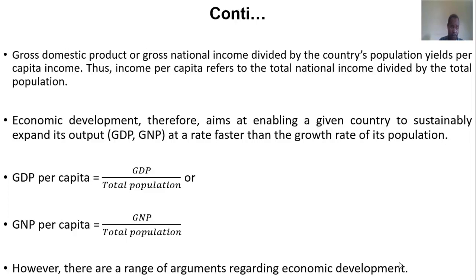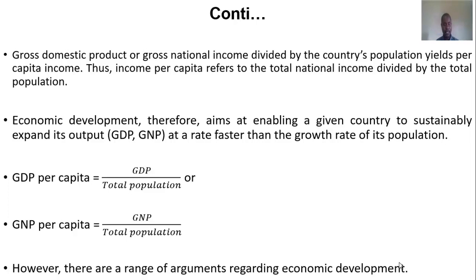Okay, the formula structure of GDP per capita. GDP per capita is equal to total gross domestic product divided by total population. GNP per capita, on the other hand, has the same structure of formula: GNP divided by total population. It gives income per individual. However, there are a range of arguments, okay, regarding economic development.